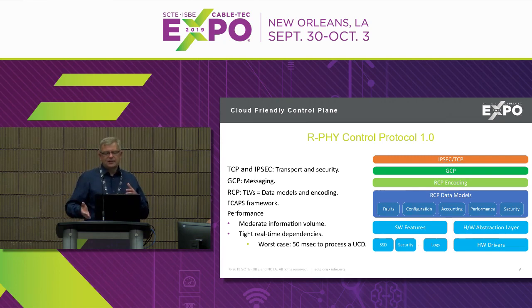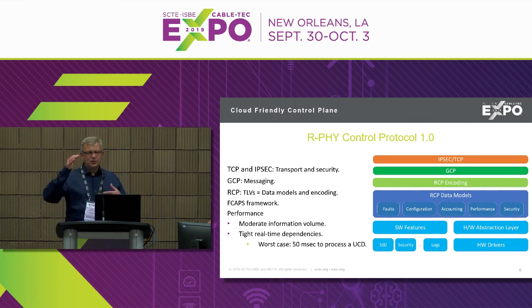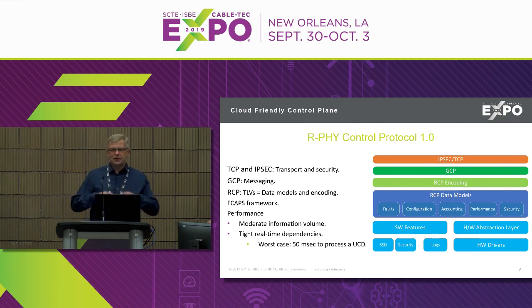In terms of performance, RCP 1.0 transfers a moderate amount of information. Mostly during configuration we see spikes of volumes per RPD, but after that the amount of control information exchanged is very small. However, the protocol has tight real-time requirements. In the worst case, for processing of a UCD message, the RPD is required to do that in 50 milliseconds. That's in order to limit the amount of dead time on the upstream spectrum.